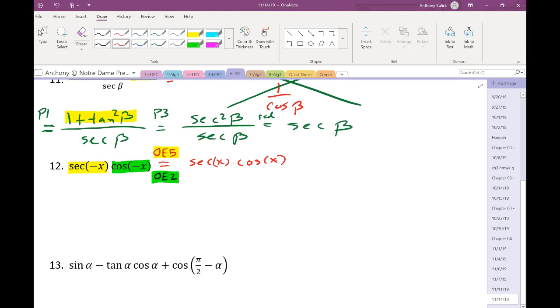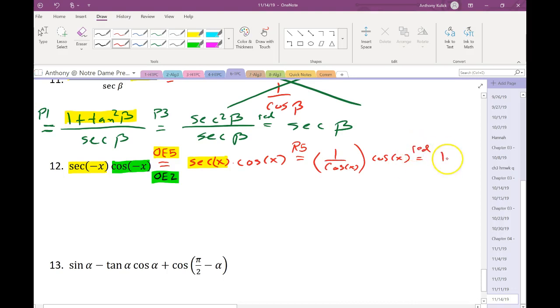And then can we change secant to 1 over cosine? We can. So when we apply R5, secant becomes 1 over cosine. And 1 over cosine times cosine is 1. And that's correct. And that's the answer.